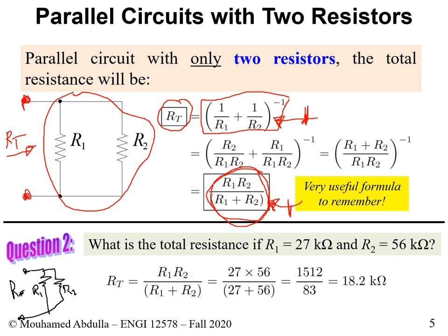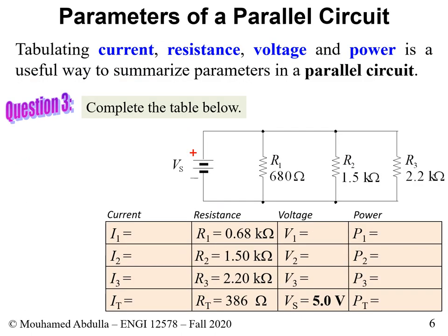So let's just check. We use this formula here, and then we get 18.2 kiloohm. If we do a quick sanity check, is the result that we get appropriate? Well, it is, because it is smaller than 27, and therefore it seems correct. And it is correct.